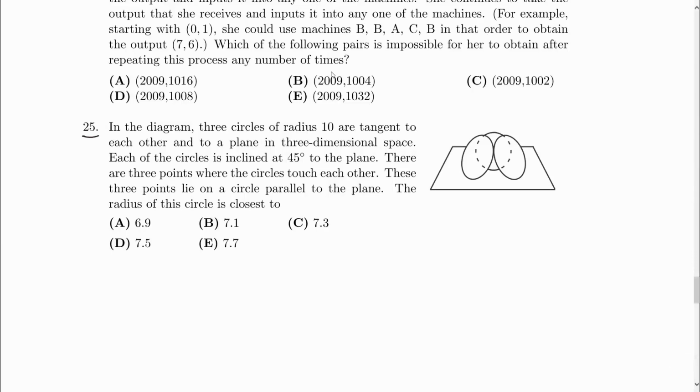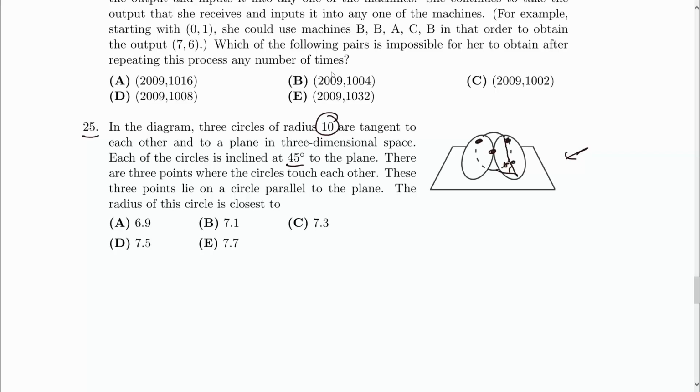In the diagram, three circles of radius 10 are tangent to each other and to a plane in three-dimensional space. Oh, good, three-dimensional geometry problems. I make no secret of the fact that I'm never good at those ones. Each of the circles is inclined at 45 degrees to the plane. Okay, so if I were to draw a line along the circle and a line meeting it that's along the plane, we'd get 45 degrees. That's what that means.